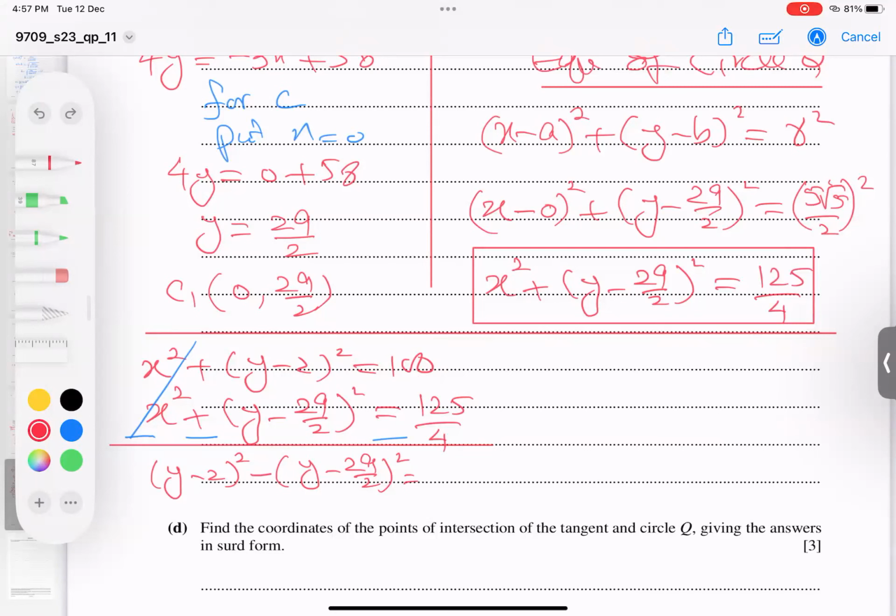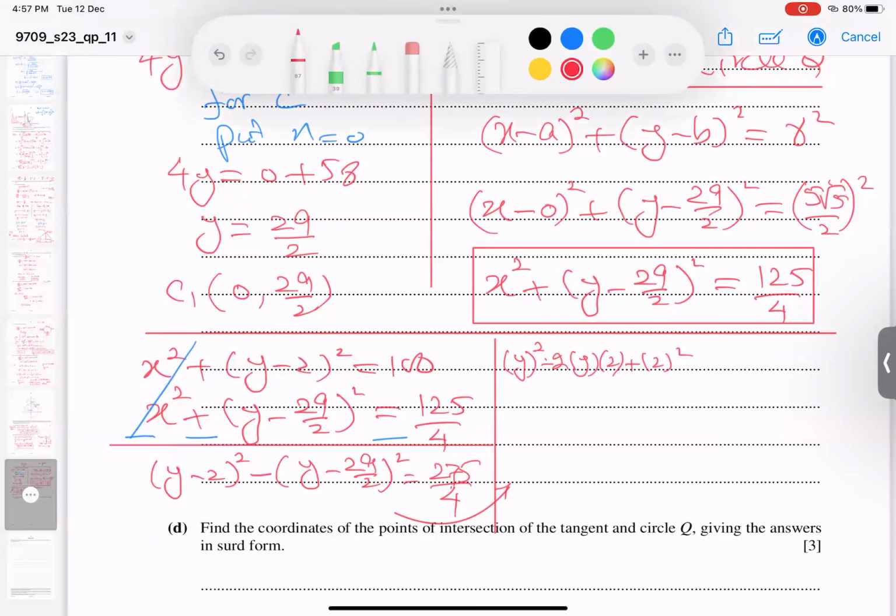100 minus 125 over 4. My answer is the fraction 75 upon 4. Now a little bit hard algebra is coming, which I'm doing in this part of the page. Here, expanding. Students, look, as I said before, the squaring identity is very important. Here I'm expanding: first term square minus 2 into first term into second term plus second term square.